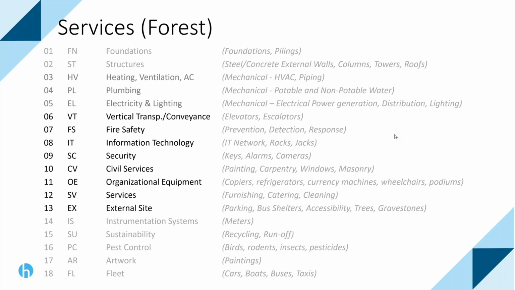Nowadays, there are also, of course, instrumentation systems that are checking on all these other systems. People are focused a little bit more on sustainability. There's some of us that have to deal with pests. And of course, there are other things like artwork or the fleet that specific organizations deal with. But basically, most of what we do falls into just this list. And I found that if you show people this list, HV, PL, EL, FS, IT, it becomes pretty clear how you can remember these different items.